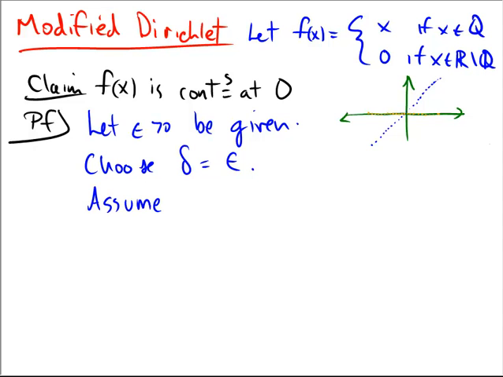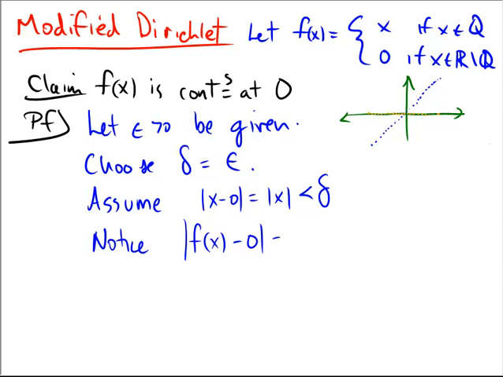So now if we simply assume that x minus 0, notice that that's just absolute value of x, is less than delta, then what do we get to see? Well, notice that absolute value of f of x minus 0 would be equal to absolute value of f of x, which is less than or equal to absolute value of x, because it's either x itself or it's 0, and 0 is less than or equal to absolute value of x. But by our assumption, absolute value of x is less than delta, and I chose delta to be equal to epsilon. Yay! So we get to see that f is continuous at 0. We have a nice epsilon-delta argument, and we have a nice neighborhood argument on the other function.